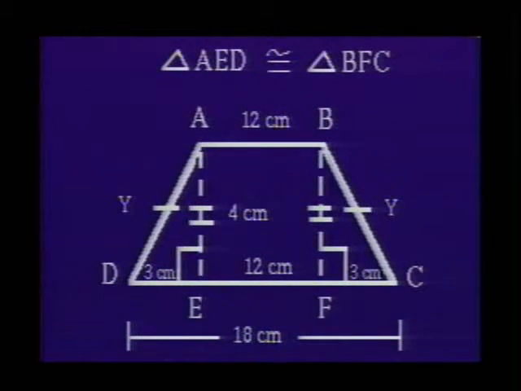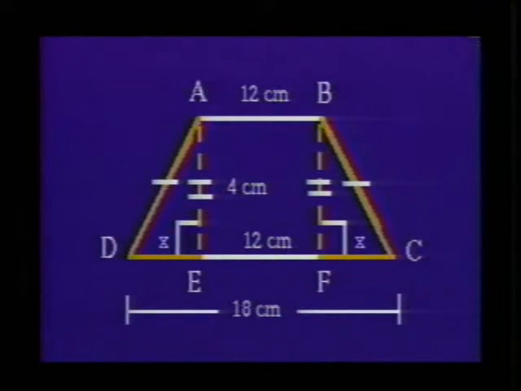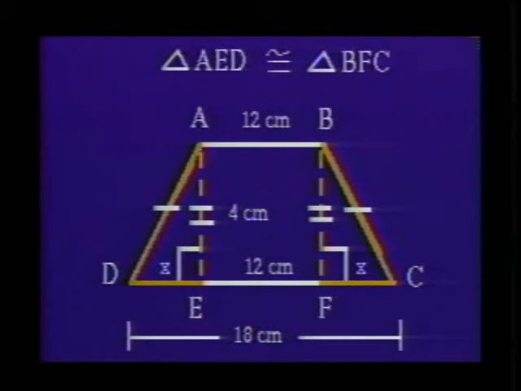Because we drew line segments AE and BF as altitudes, the triangles AED and BFC are right triangles. In these two right triangles, the hypotenuse and one leg in one triangle is congruent to the hypotenuse and the leg of the other respectively. Therefore, the triangles are congruent, and corresponding parts of congruent triangles are congruent. Thus, line segments DE and FC are the same length.